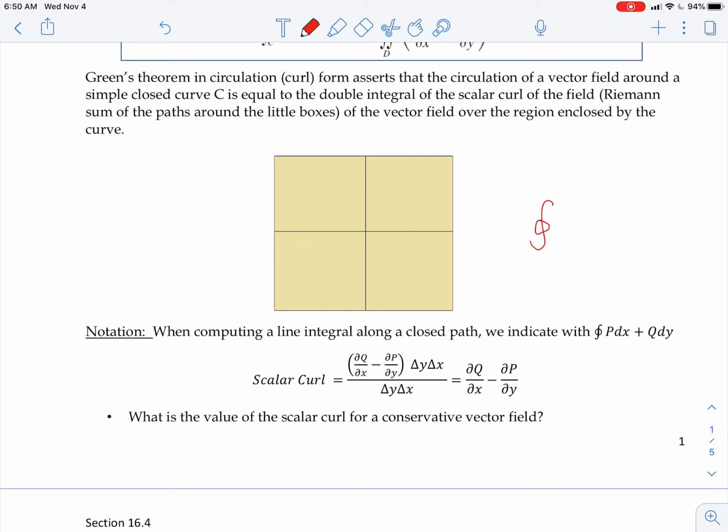When you have that symbol, that circle inside your integral, it means that we're going along a simple closed curve. So it's nice. When you see this notation right here, we know, oh, hey, I can use Green's theorem here to find the line integral.